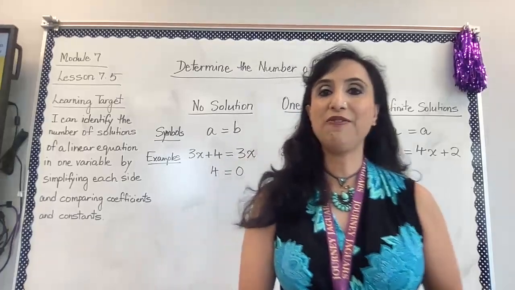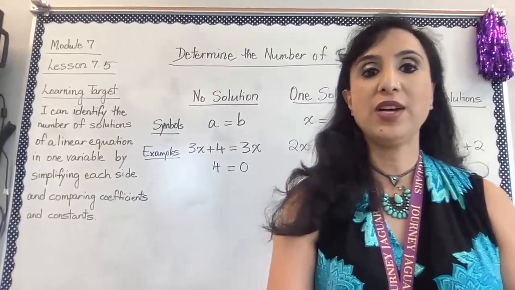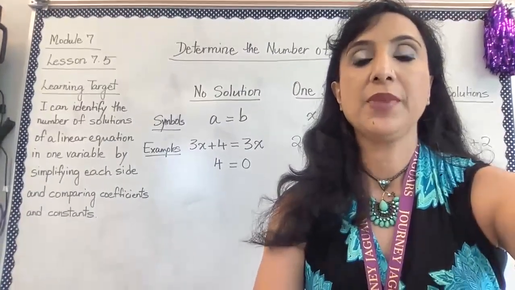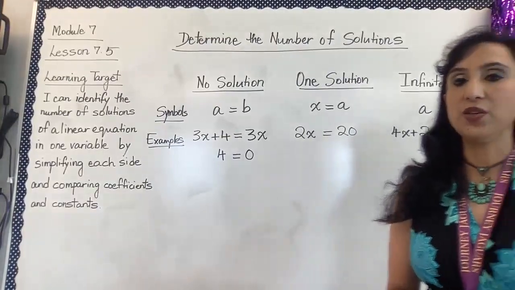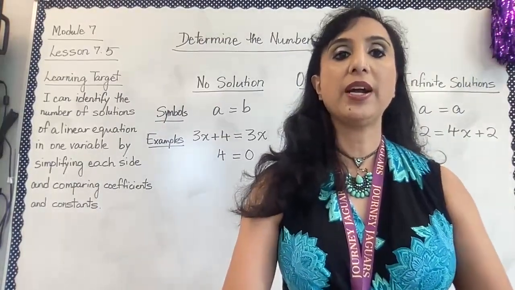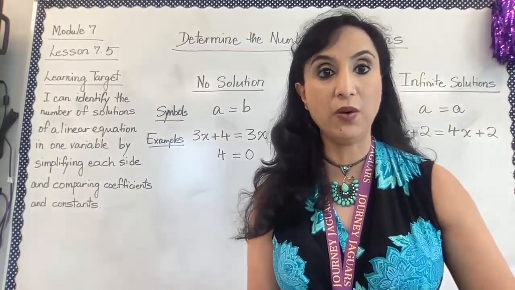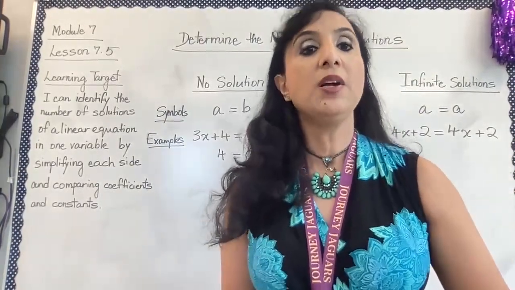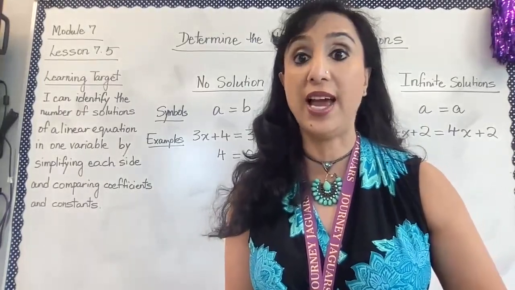So lesson 7.5, still going with module 7. And you can see our learning target for this lesson, which is determine the number of solutions. The learning target: I can identify the number of solutions of a linear equation in one variable by simplifying each side and comparing coefficients and constants.